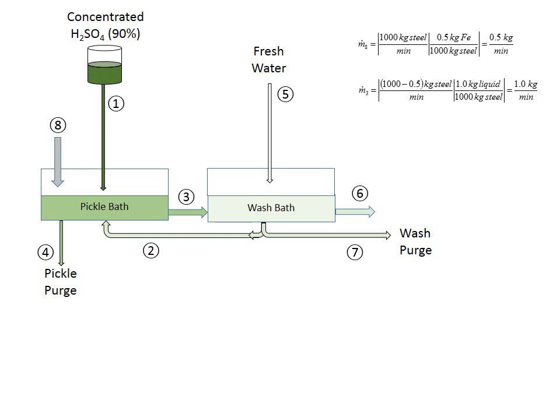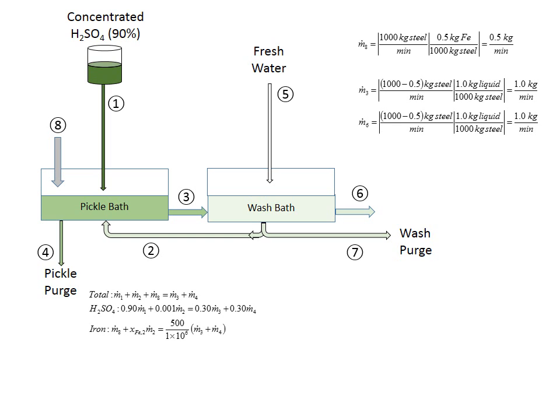Likewise, in stream 3, we have 1,000 minus 0.5 kilograms of steel per minute flowing through the pickle bath. There is 1 kilogram of liquid carried over for every 1,000 kilograms of steel, and that turns out for stream 3 to be 1 kilogram per minute. A similar thing can be calculated for stream 6, and it is also 1 kilogram per minute on its flow rate.